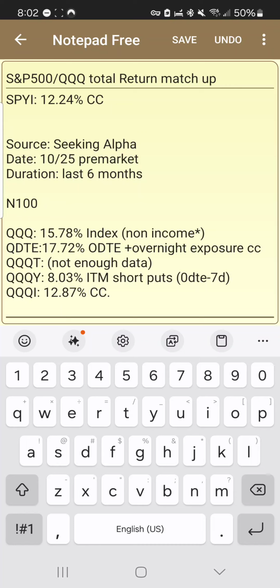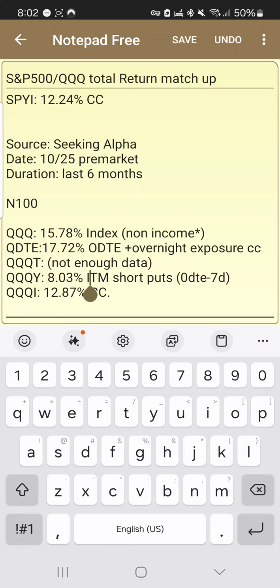Again, past performance is not indicative of future gains. Please take your own risk, speak to professionals, and come to your own conclusions. QQQT, I did not have enough data. It's been around for only a couple months, so I'm not even going to put it in there.